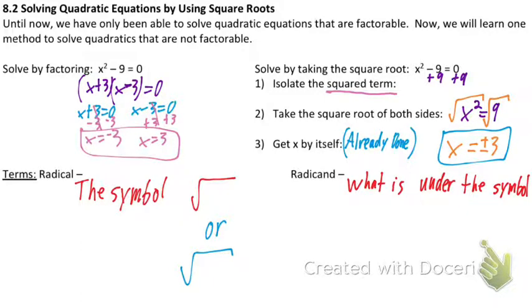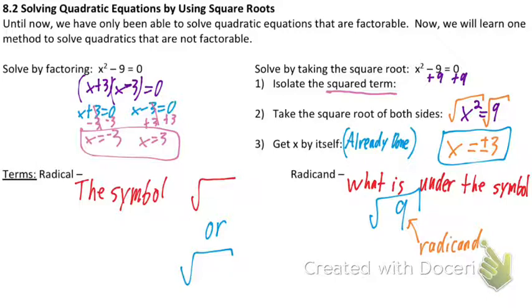So let's say, for example, I have the square root of 9. 9 is the radicand, whereas the symbol above 9 is the radical. Does that make sense how there's two parts to every square root there? So you have the radical, which is the symbol itself, and the radicand, which is the number or term inside.